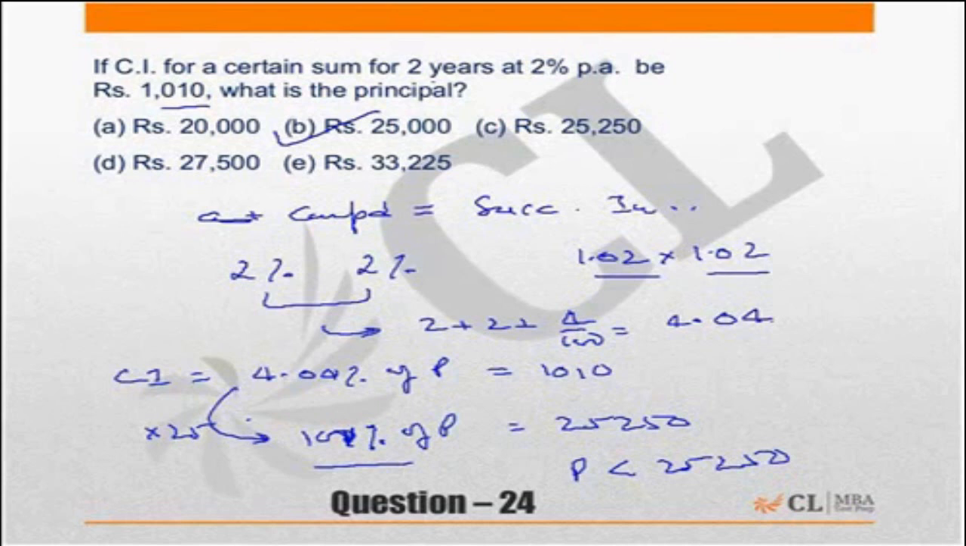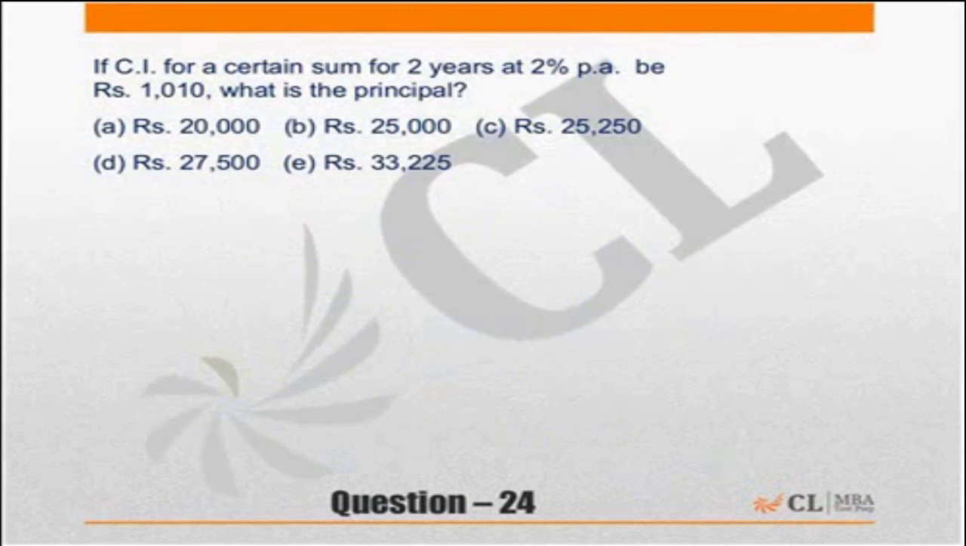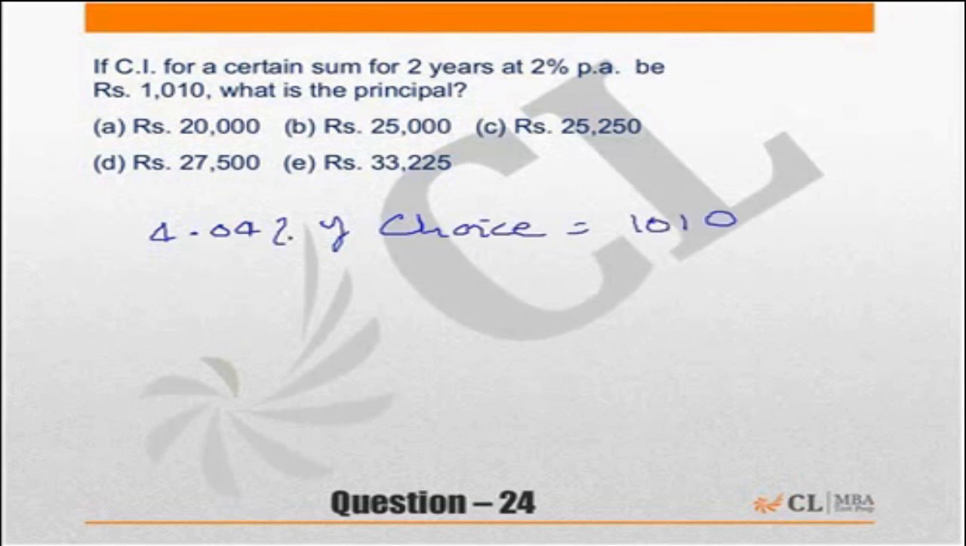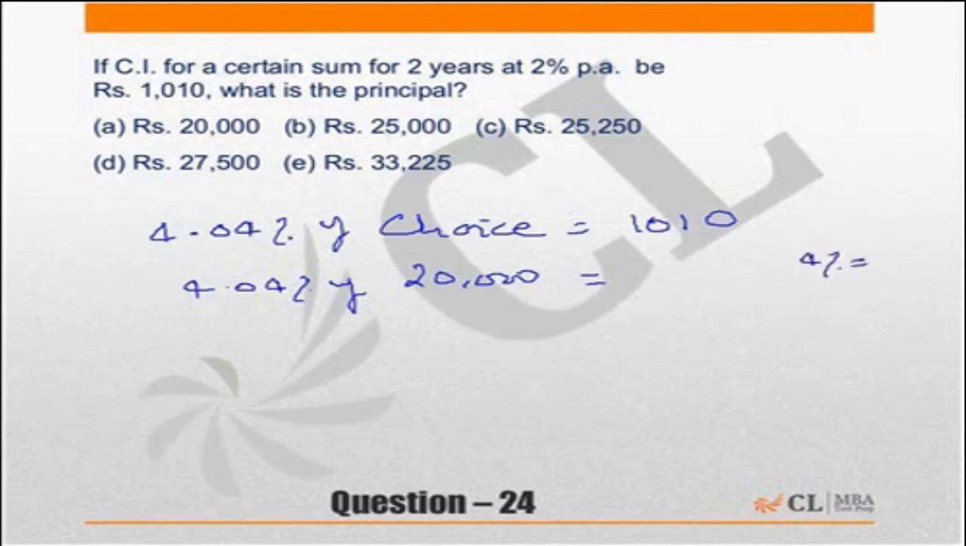Okay, the other thing which you could have done with this question is, you could have said, let me try to find out: at the end of the day, 4.04% of the correct choice should be equal to 1010. Check out which of these will give you this. So, for example, if it is 20,000, 4.04% of 20,000 would be equal to 4% of 20,000. To calculate 4%, 10% of 20,000 is 2,000. 1% is 200. So 4% will be 800. 0.4% is 80. 0.04% is 8, so 808.